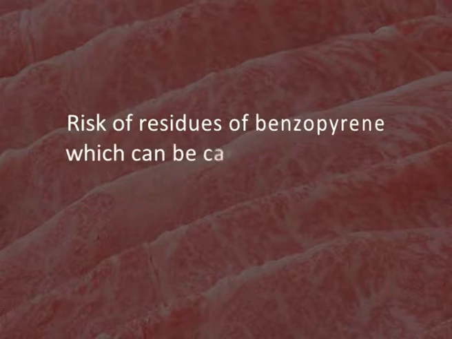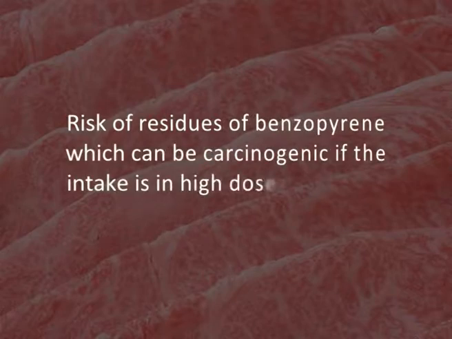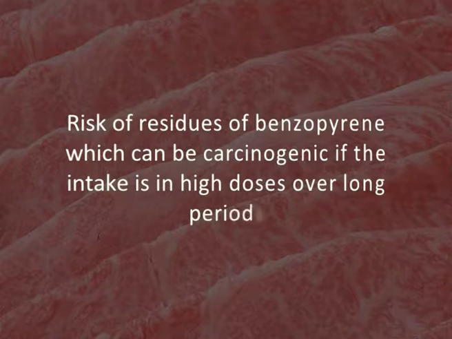The most known undesirable effect of smoking is the risk of residues of benzopyrene in smoked products, which can be carcinogenic if the intake is in high dose over long periods. With normal eating habits, a carcinogenic risk is normally not associated with moderately smoked food, such as smoked meat products. Smoke is produced in the specially constructed smokehouse where sawdust or hardwood, or sometimes both, are subjected to combustion.